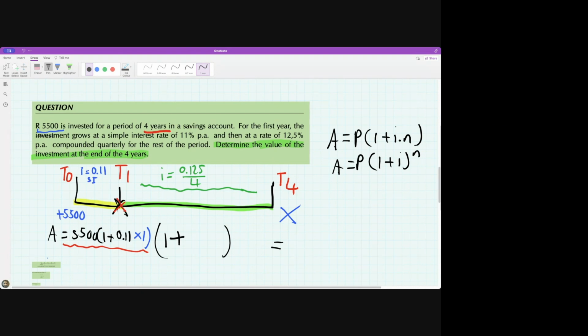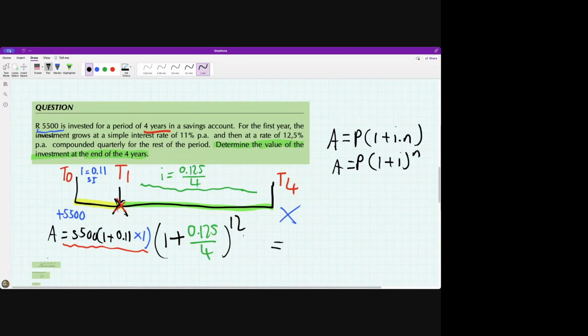But how much are we ending up with at the end of all this? So 0.125 over 4, but it can't be 3 here. It's 3 years, but I want it in quarters, so it's 3 times the number there. So this is going to be 12. And I'm even going to do this with my calculator as well.